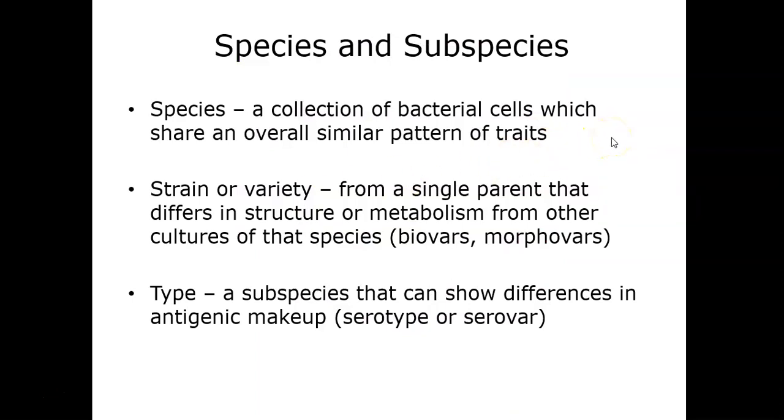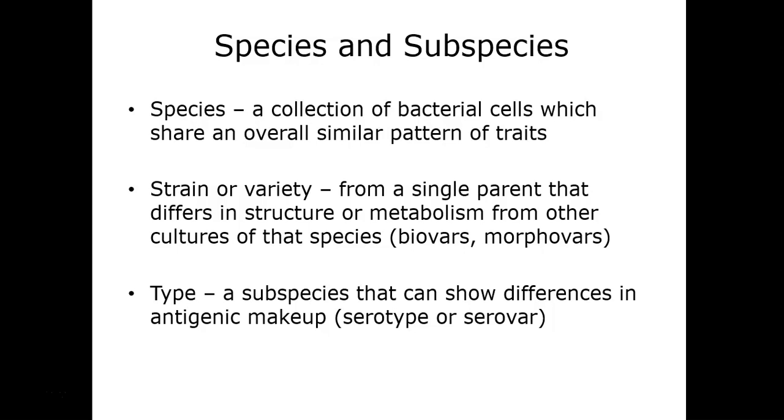We also want to talk about the difference between species, strain, and type, because you will hear these words. Starting with the most general, a species is a collection of bacterial cells that share a similar set of traits. A strain, on the other hand, differs from its parent in that there are changes to its metabolism or other cultures of that species. So a strain differs a little bit from its parent species. It may have a few subtle differences.